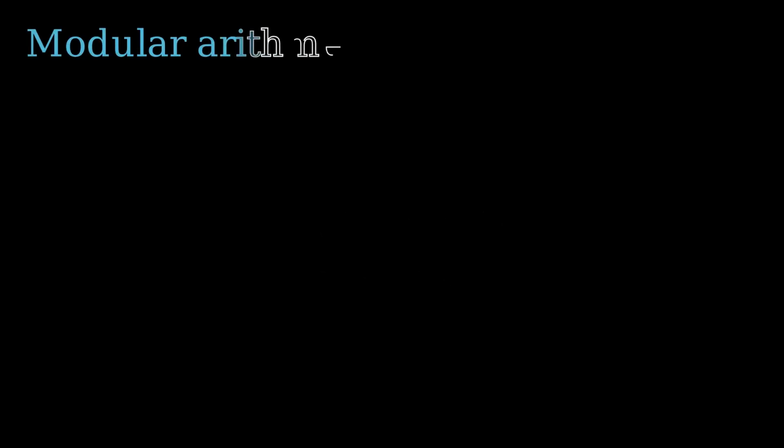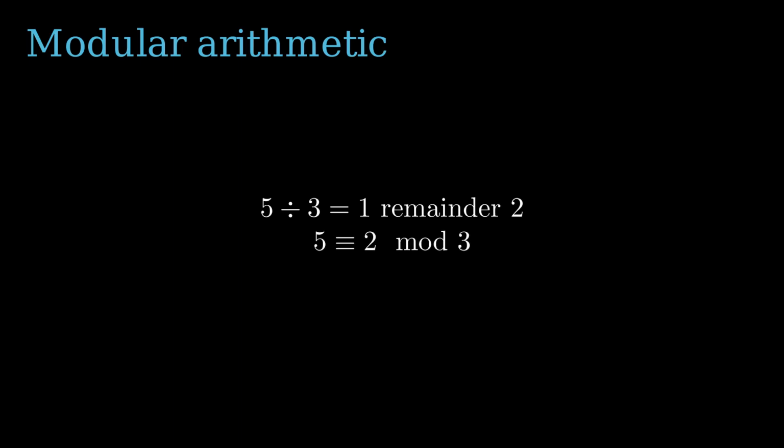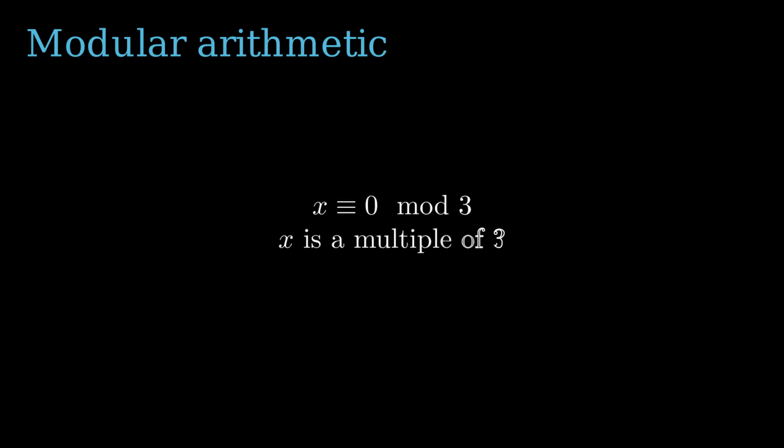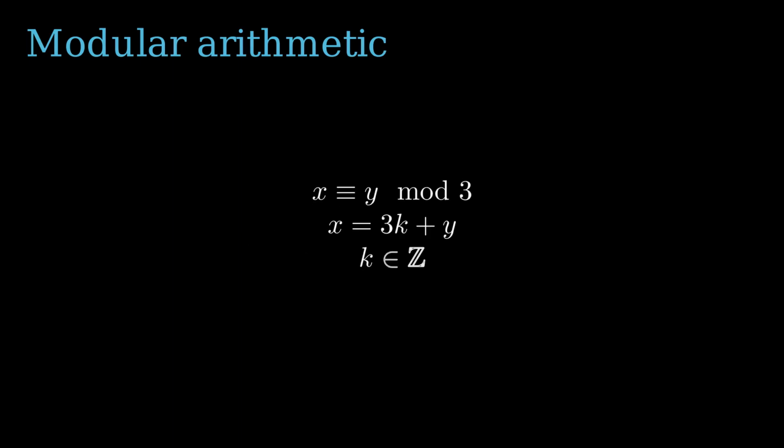It's worth going over some modular arithmetic before we begin. So 5 divided by 3 is equal to 1 remainder 2, which is equivalent to saying 5 is equivalent to 2 mod 3. x is equivalent to 0 mod 3 means that x is a multiple of 3. x is equivalent to 1 mod 3 means that x is a multiple of 3 plus 1. And finally, x is equivalent to y mod 3 means that x is equal to 3k plus y, where k is some integer.